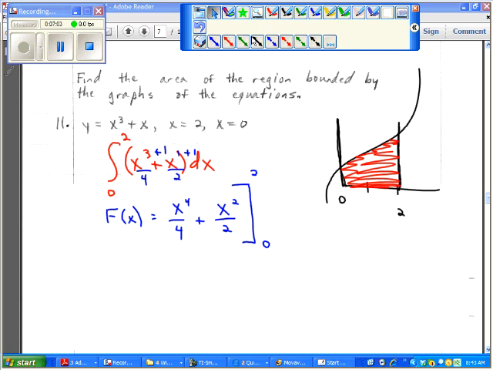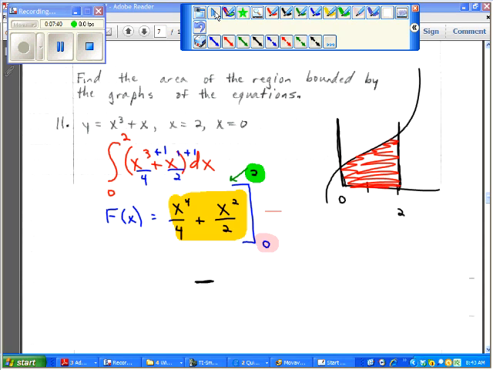And so if you recall, what we do is we find this function value evaluated at the upper bound 2, minus the evaluation at the lower bound 0, right? Okay? So that means that we're going to plug in a 2. We're going to put a big old minus sign right here.